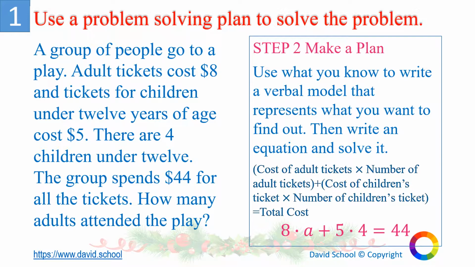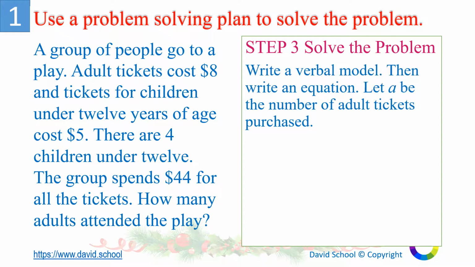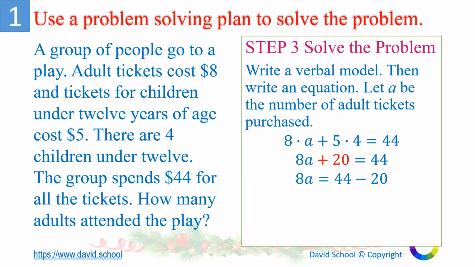Now we move on to the next step, step 3. Solve the equation. Now we will solve the equation to find the value of A. 8A plus 20 equals 44. 8A equals 44 minus 20. Then A equals 24 divided by 8, which equals 3. It comes out that the number of adults who attended the play is 3.